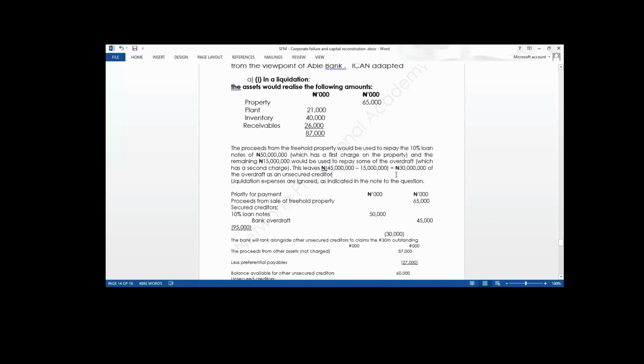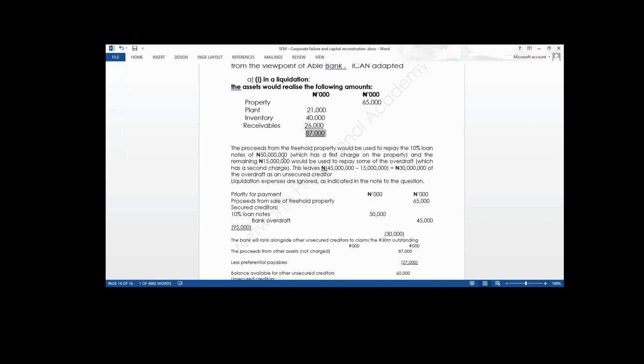Now the next question is, how would the bank claim this 30 million? Please note, bank cannot come here and claim 30 million. Bank will now rank alongside other creditors. That means bank will claim 30 million as an unsecured creditor. You cannot come and take 30 million from here. The asset is not sufficient. The proceeds from freehold property is not sufficient to settle the liabilities.